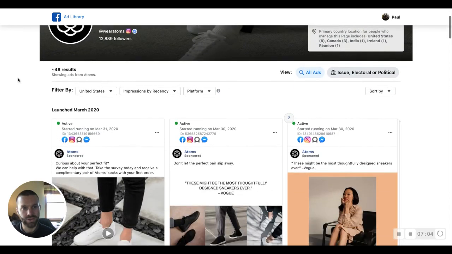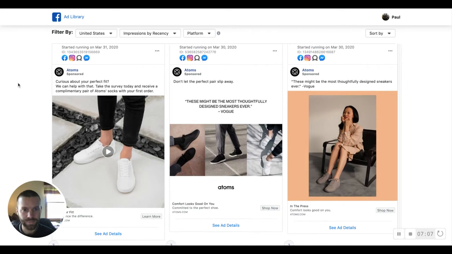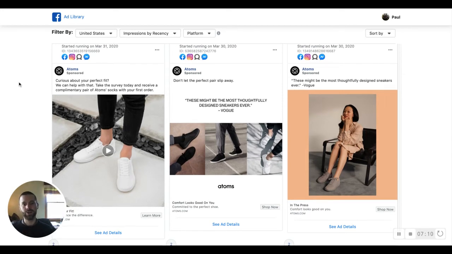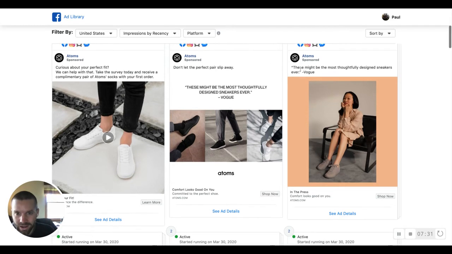And so let's look at what they're running and what they're trying to invoke, right? So a little bit different than what we were looking at with Robinhood. Obviously, Atoms, it's a lot more fashion, and so they want you to be inspired, and they want you to kind of picture yourself as being more fashionable and whatnot. And so we could take a look at this ad, right? These might be the most thoughtfully designed sneakers ever, Vogue. So Vogue, obviously, very popular brand, well known to be part of high fashion.